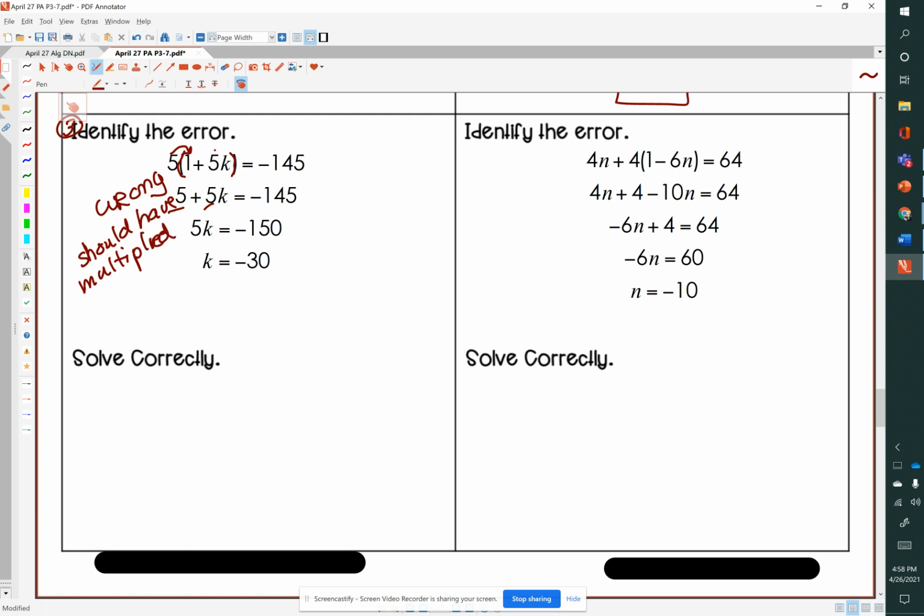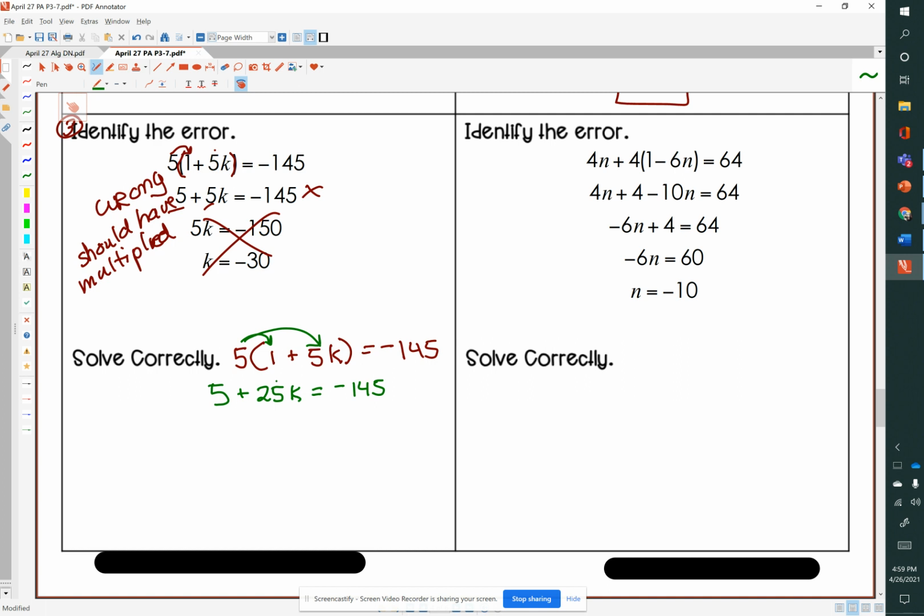So let's do this correctly, because none of this will be right if they make a mistake here. So that's 5 times the quantity of 1 plus 5k equals negative 145. So 5 times 1 is 5. 5 times positive 5k is positive 25k. Those are not like terms. We have equals negative 145.